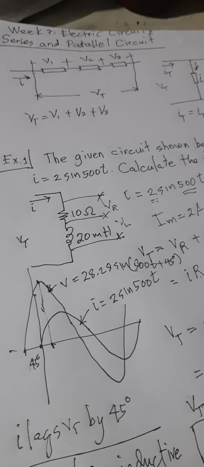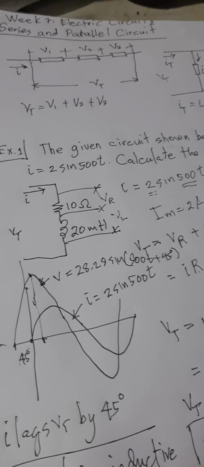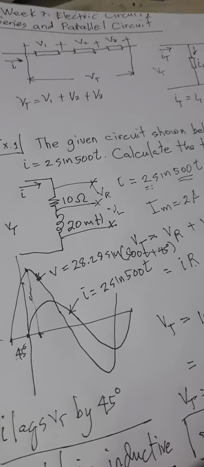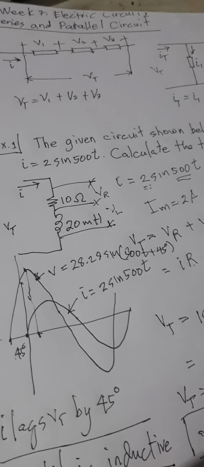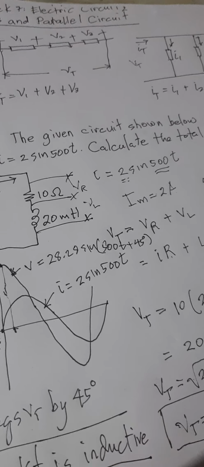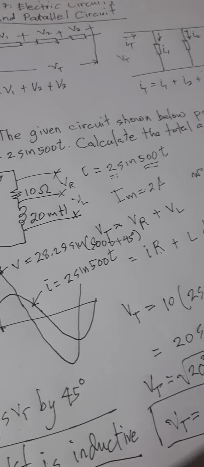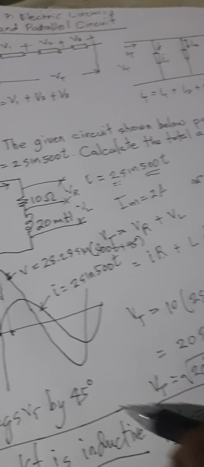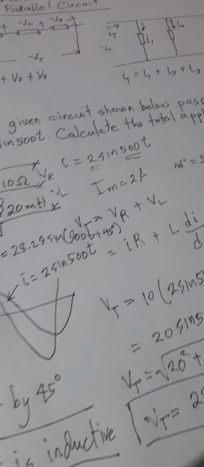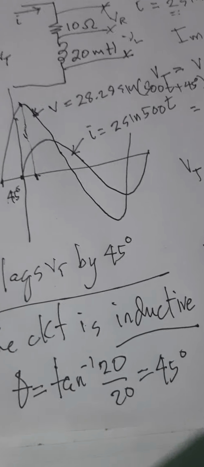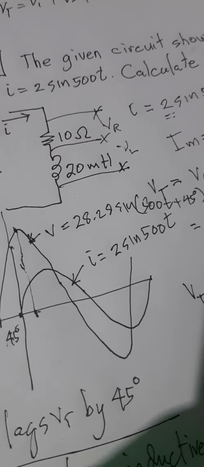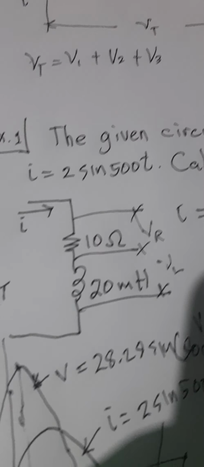Okay. At yung angle theta is the phase difference between the voltage and the current, which is equal to arctangent of 20 over 20, which is 45 degrees. Yan. Kaya phase difference is 45 degrees. Okay. That is for series circuit. Series RL. Okay.